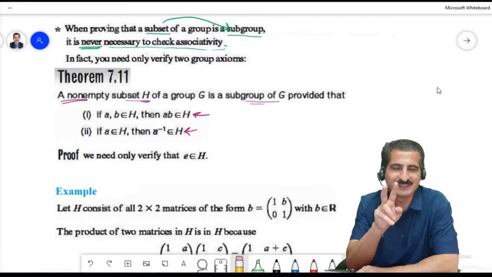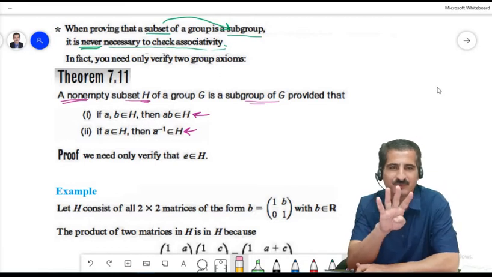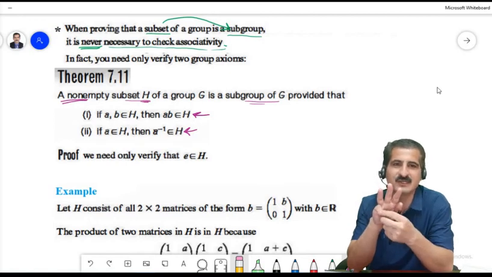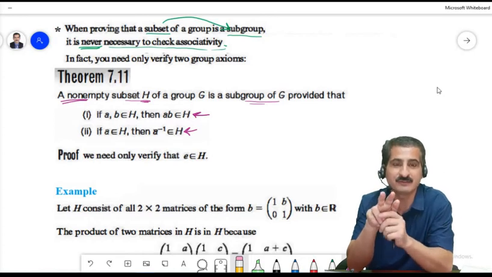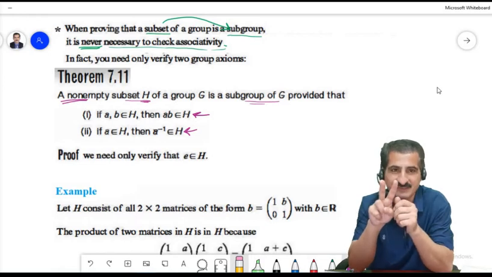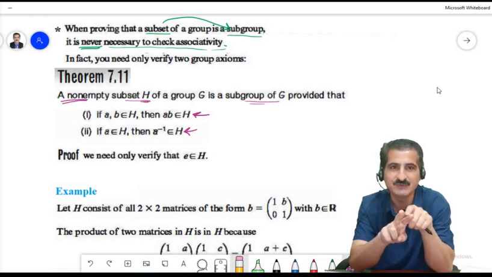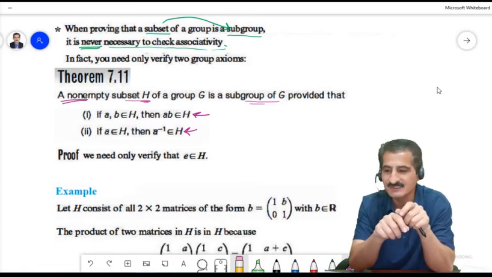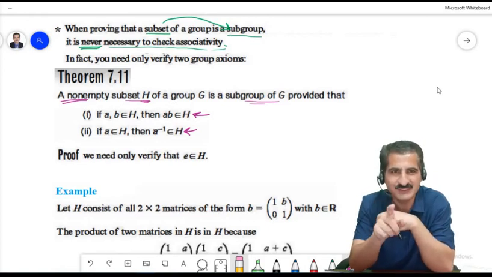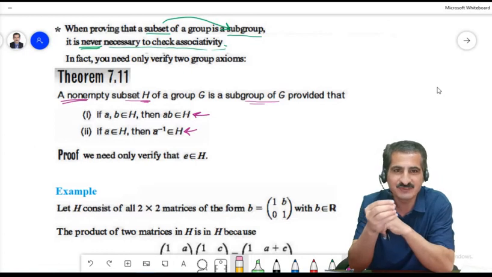So good. Now, instead of proving the four axioms, associativity, no need. Now, this theorem is saying that to check the identity is no need, because the identity will be there for sure if the two conditions in this theorem are satisfied. So these two conditions will guarantee for you the identity is there. And we will prove that. So to prove that a given subset is a subgroup, you just need to prove these two things: closed under multiplication, and every element has an inverse inside that subset.